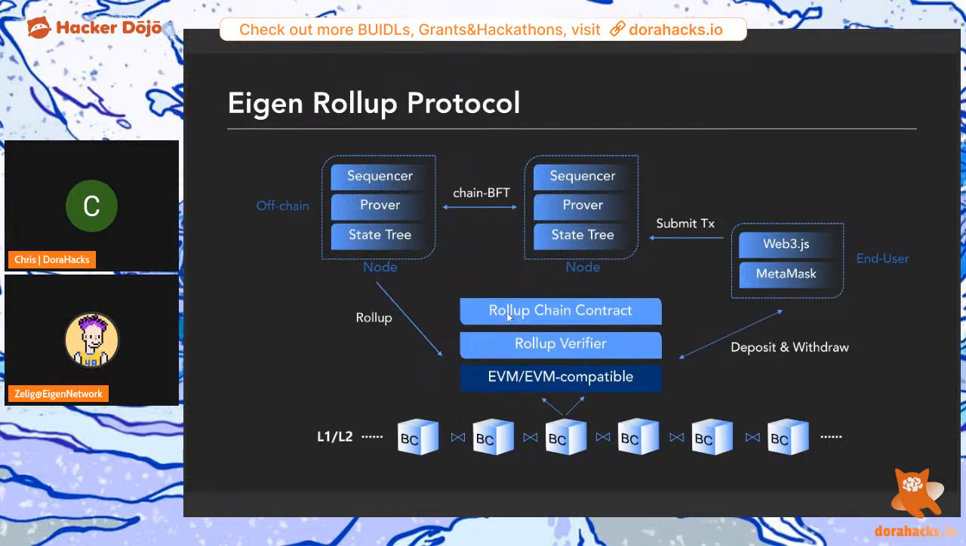So basically, Proving Oracle solves layer 1's privacy computing needs. Rollup provides layer 2 privacy computing and can seamlessly connect with layer 1.